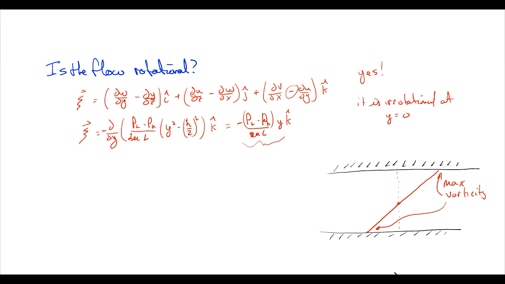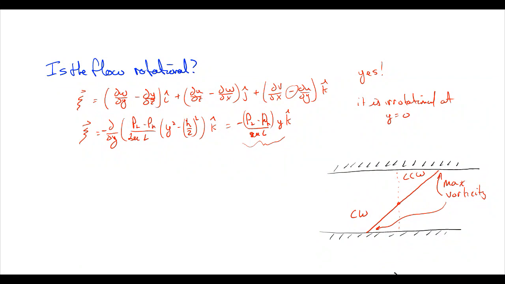On the bottom, the fluid is rotating clockwise, and here it is counterclockwise. Because it's positive here, which means it's rotating around the positive z-axis, which is coming out of the page, which means it's rotating counterclockwise using the right-hand rule. All right, so that's great.